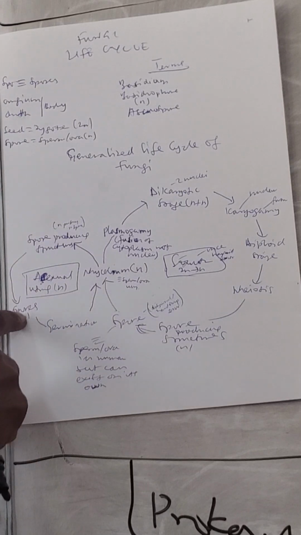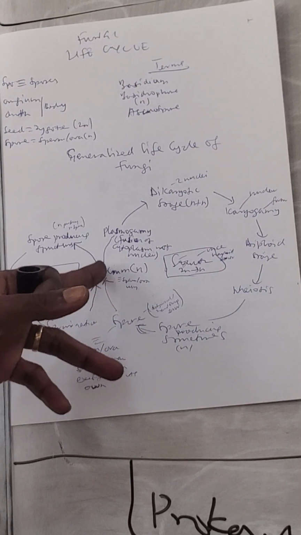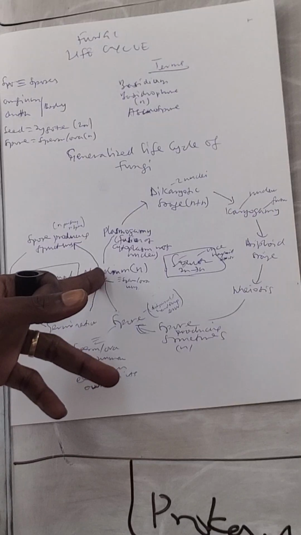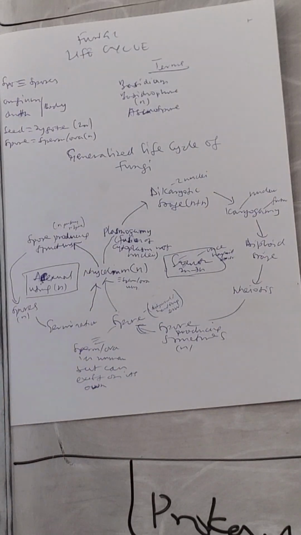Now that will form spores because it is N. When it forms spores, they are still N. You can't divide the N further, so it's still N. Then these spores will germinate to become the mycelium again, the vegetative part again. So this can go on for the asexual part.